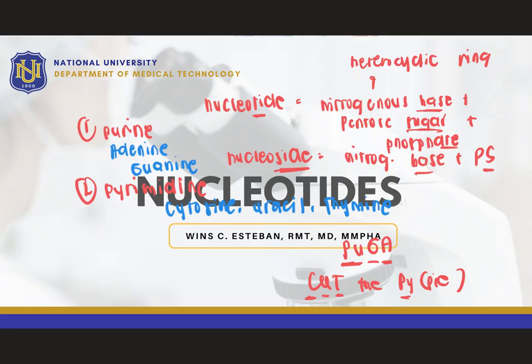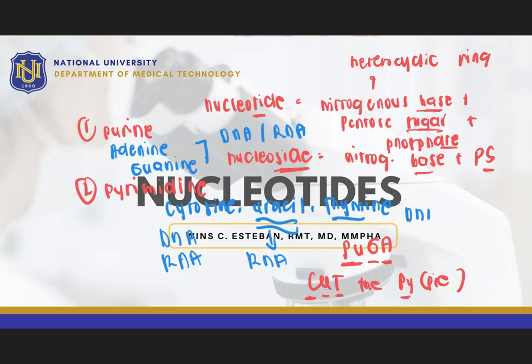Okay, what I want you to remember is that your adenine and guanine are both present in your DNA and as well as in your RNA. Again, your adenine and guanine are both present in your DNA and RNA. Okay? Cytosine also is present in your DNA and RNA. However, your uracil is present only in your RNA and thymine is present only in your DNA. Okay, please remember that.